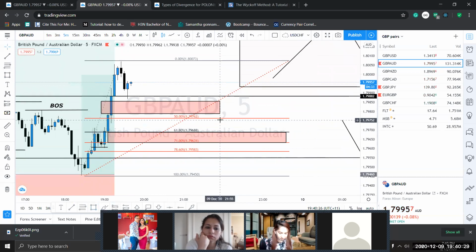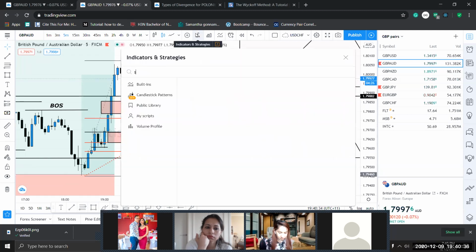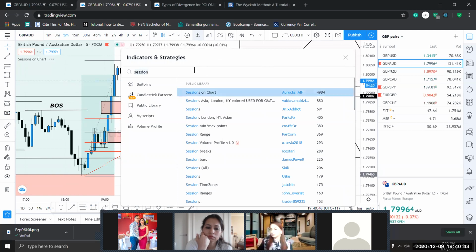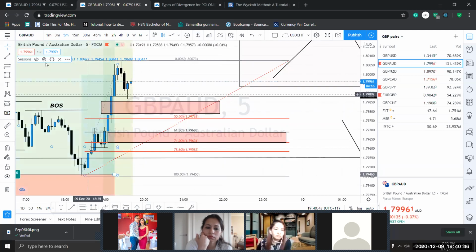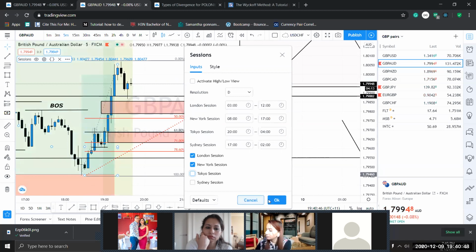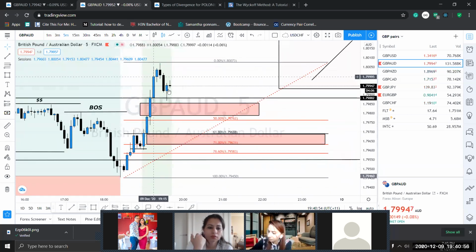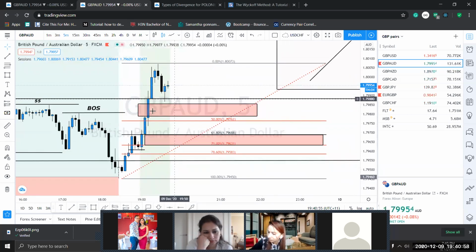But again, the time and price relationship is very important. Go to your indicators. Okay guys, go to your indicators, type sessions on chart by AU Rocks, and go to the setting, uncheck the Tokyo, just put your London session on. So London session, we are in the London session right now. So we can basically jump in the next entry at say 61.8 or 50%.